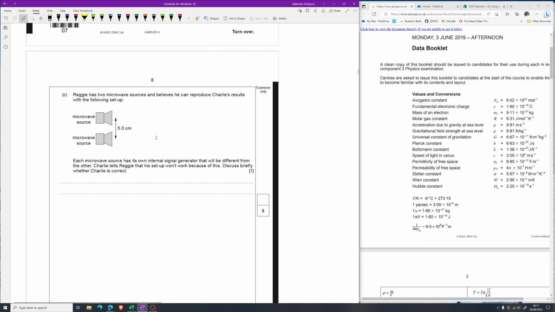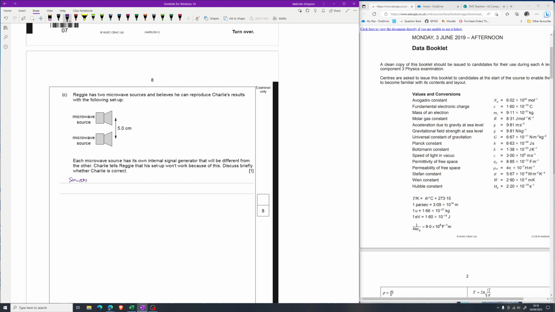I hope. Reggie has 2 microwave sources, believes he can reproduce the results with the following setup. Okay, so same distance apart. Each source has its own internal signal generator different from the other. So Charlie reckons this isn't going to work because the sources are different, and he's right. There's only 1 mark for this. So really the important thing here is this. The signals are going to be different. We need coherent sources.